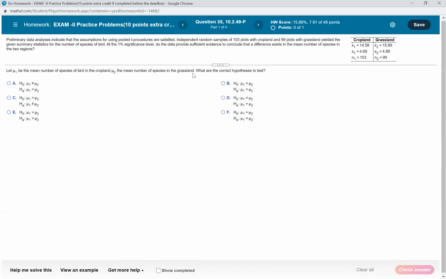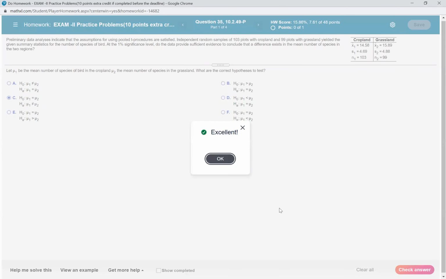Okay, so whether it is right tail or left tail, we want to conclude that a difference exists in the mean number of species in the two regions. So we want to see whether there is a difference. That means this is a two-tail test. So we are assuming they're equal, but we want to test whether there is a difference. So this is the hypothesis in this case.